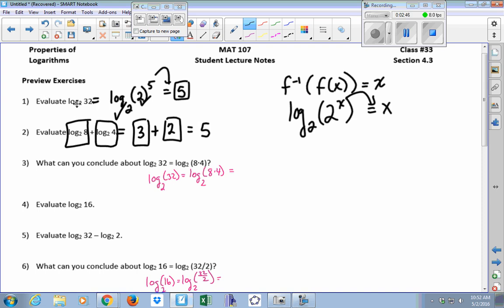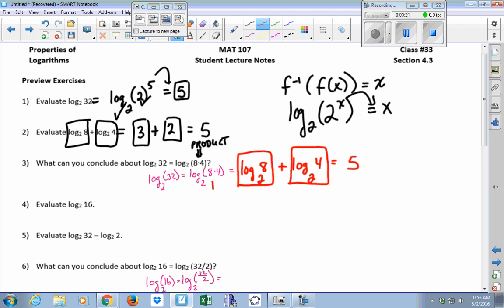So if we look at this, log base 2 of 32 is written as a product. So we call this, remember, just again working on vocabulary, that's called a product. So the log of a product can be written as log base 2 of 8 plus log base 2 of 4, because all 3 of those represent the same thing as the number 5. So if you have the log of a product, it's the same as adding the logs of each of those factors.